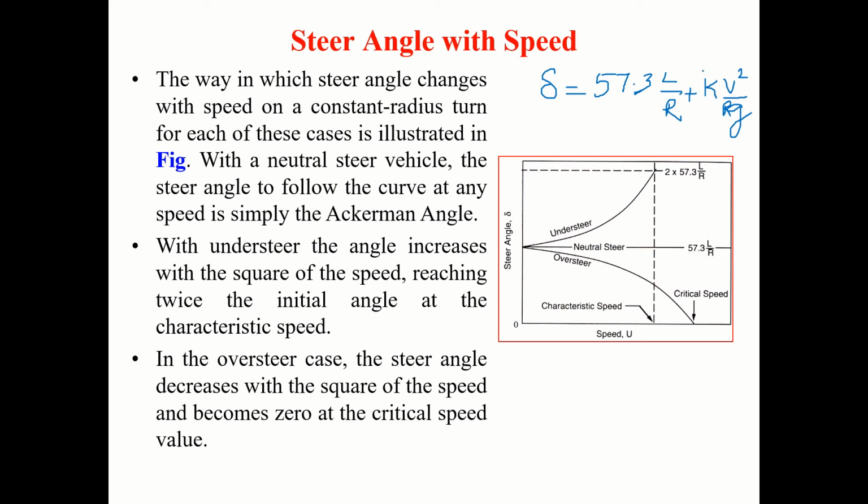If K is equal to 0, it doesn't depend upon vehicle speed at all. Sometimes this symbol, you better take this symbol as capital V. Whatever the vehicle speed, this is neutral steer.